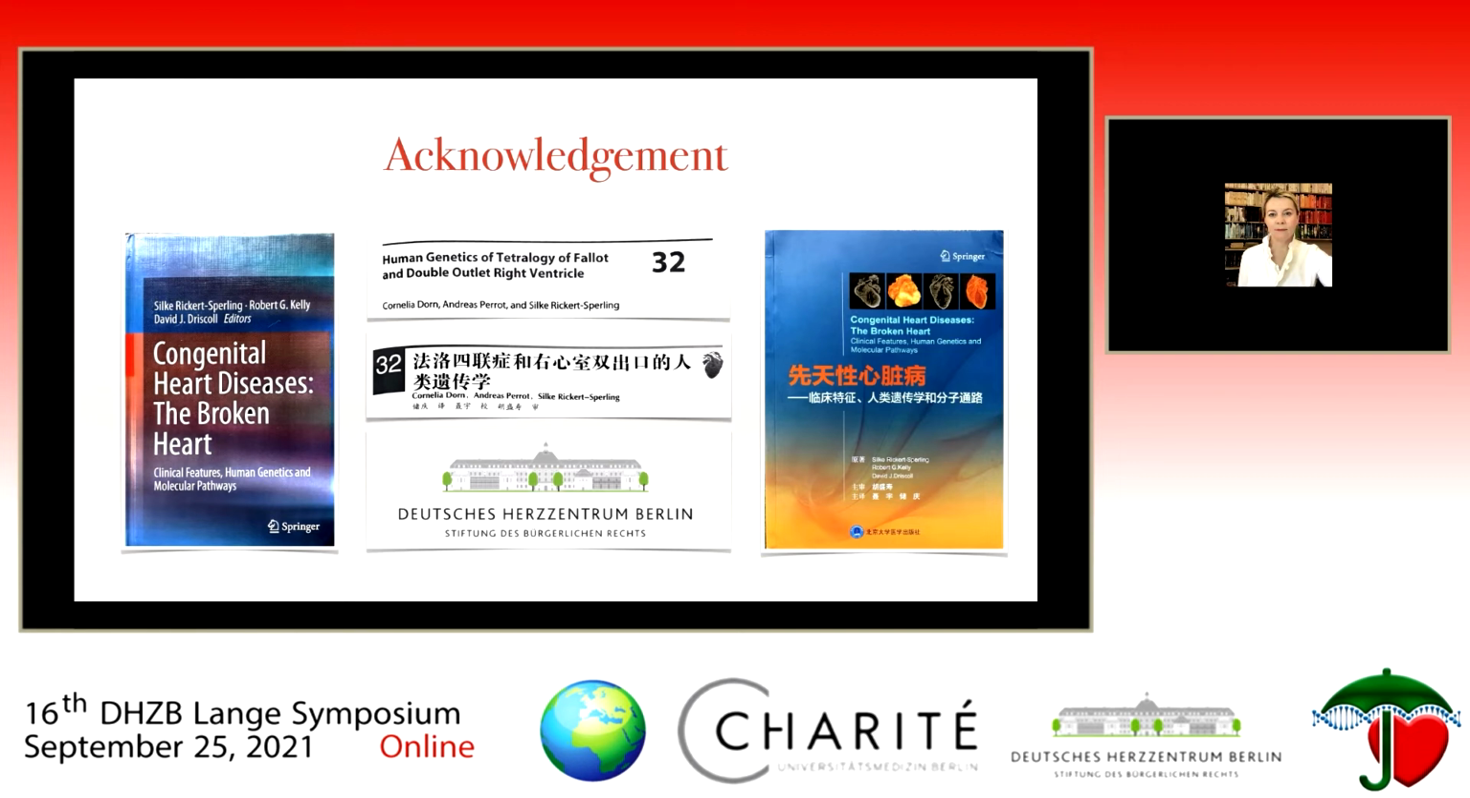And if you are interested to read it in a different language, feel free. It has been available for half a year in Mandarin. So it was translated to Mandarin and it's published in China. And maybe some of you can figure out on these nice looking pictures for myself what tetralogy of Fallot means. Thank you.